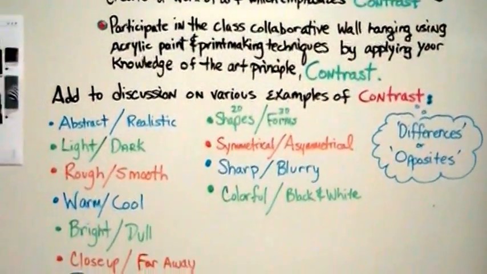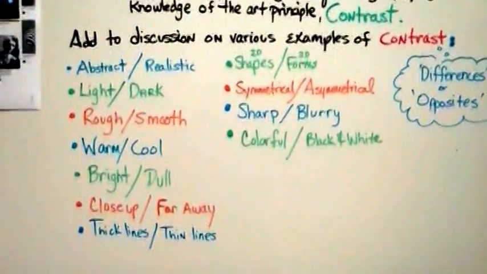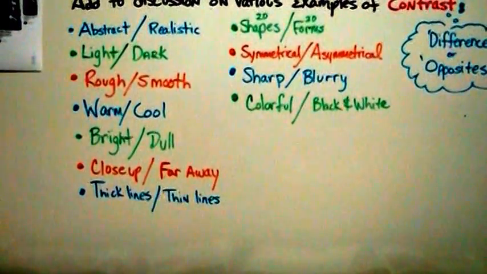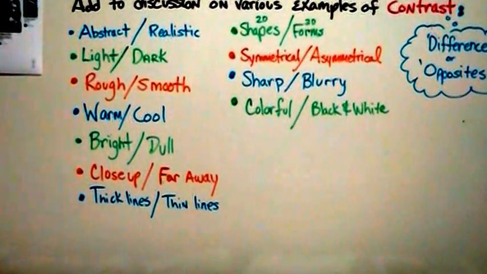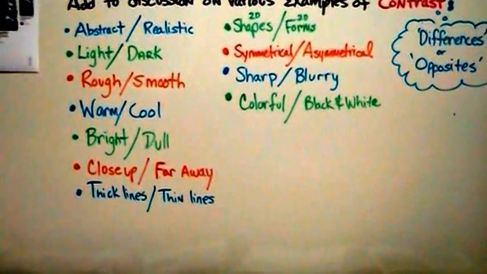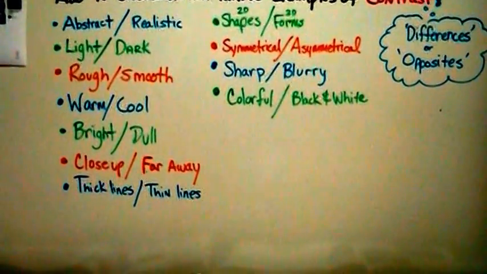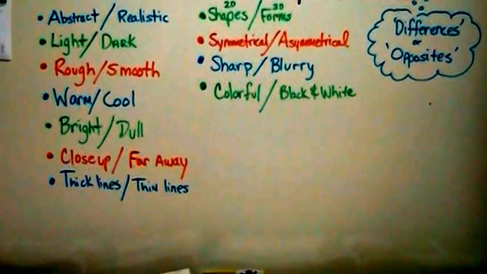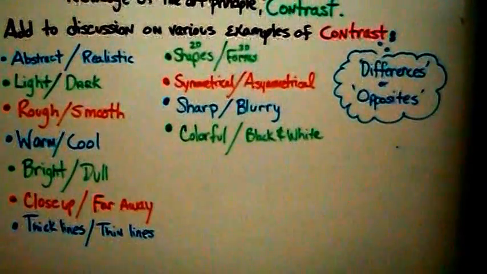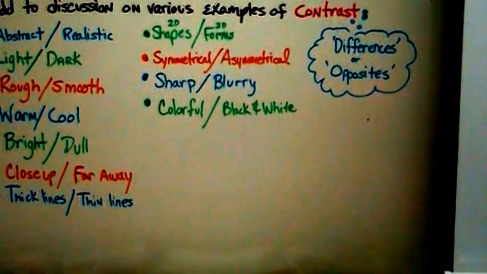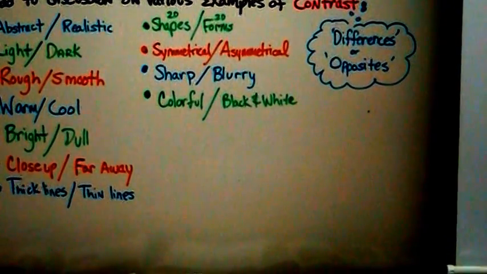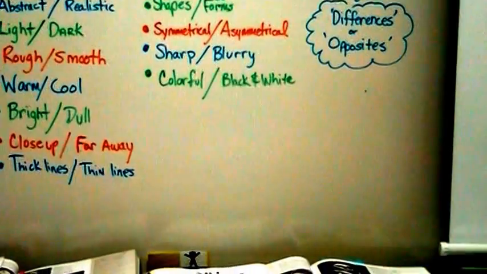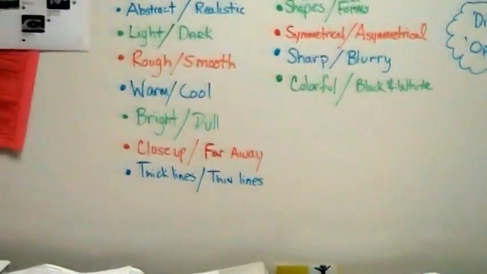So what you're going to look at over here are some opposites or contrasts in terms of art that the classes came up with. I started them off by doing abstract and realistic. First period gave me light and dark, rough and smooth, warm and cool. Second period, bright and dull, close up and far away, thick lines and thin lines. The next class gave me 2D shapes and 3D forms. Very good. And then we have symmetrical and asymmetrical, and lastly sharp and blurry, and colorful and black and white. Those all contrast with each other.